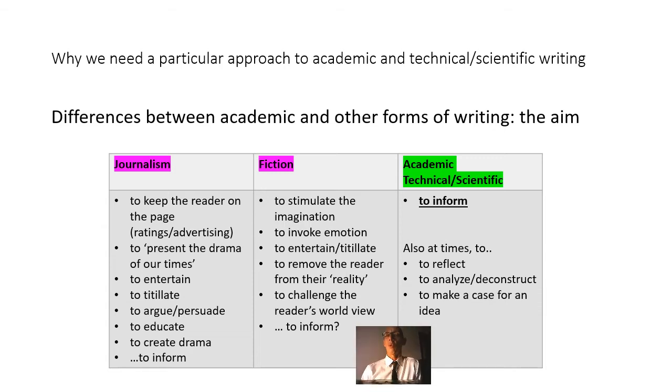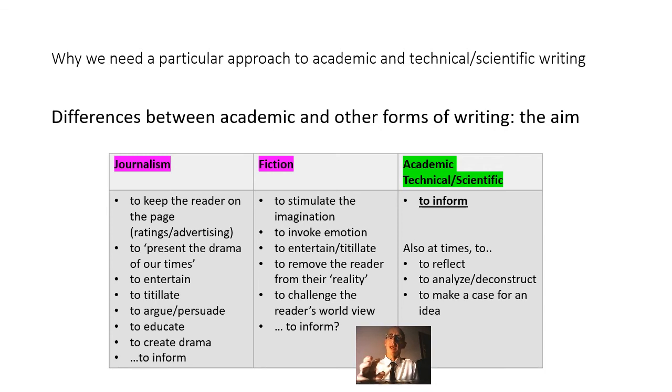Now, while writing at university, and also professionally, but not as much, but at university you need to reflect, to analyze and deconstruct, or to make a case for something. These are skills that you will need as a professional. Not so much in writing, but you'll need to have reflective skills to work well as a professional, and you'll need to analyze and deconstruct to apply critical thinking, and you'll need to make a case for something. So here we're trying to develop your reflective and critical thinking skills, and so it's not really a part of academic and technical scientific writing.